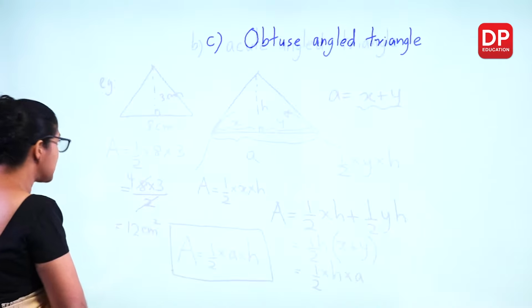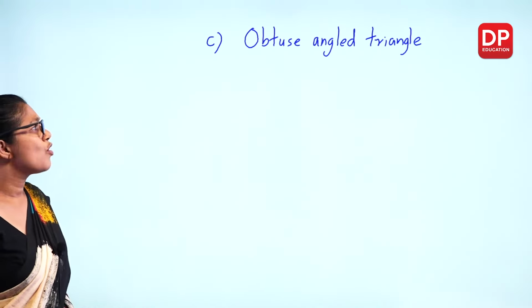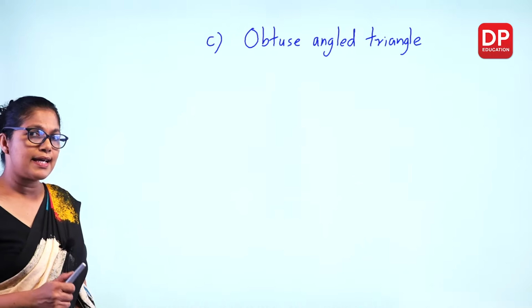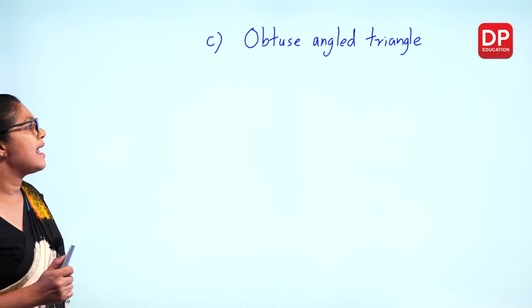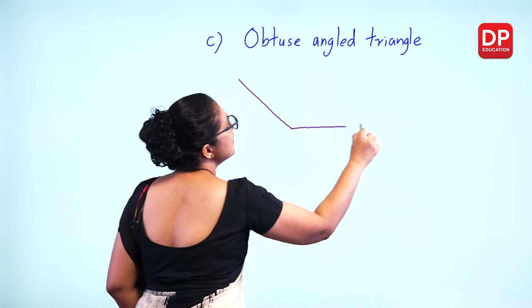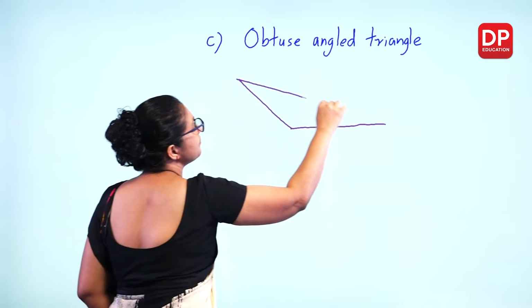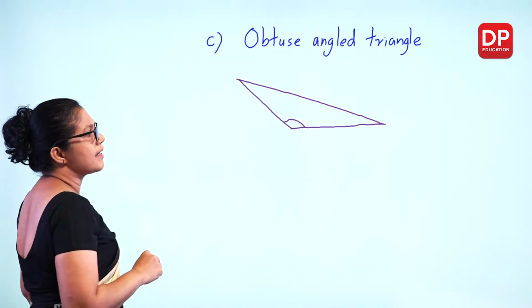Now we'll look at the third type of triangle. So what is the third type of triangle? Obtuse angle triangle. So obtuse means angle more than 90 degrees and less than 180. So we'll try to draw an obtuse angle triangle, something like this. So this is the obtuse angle.